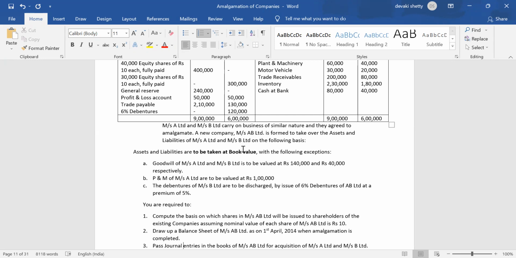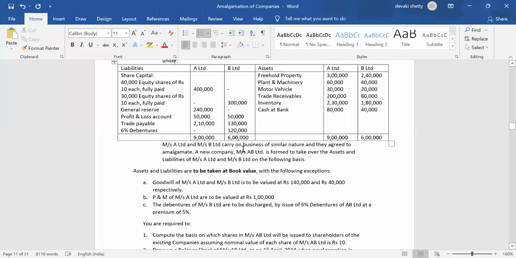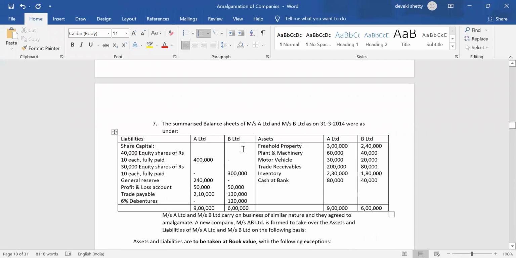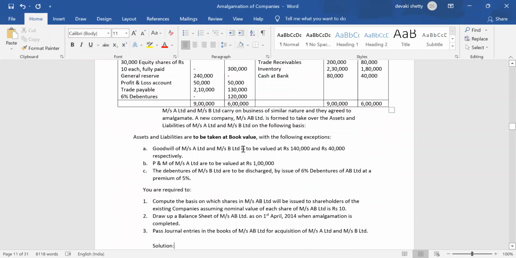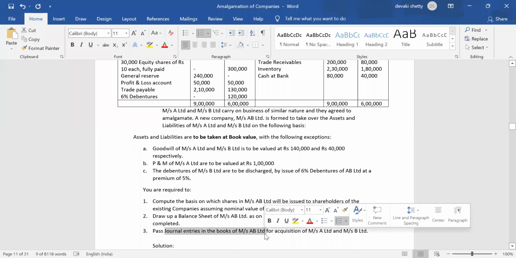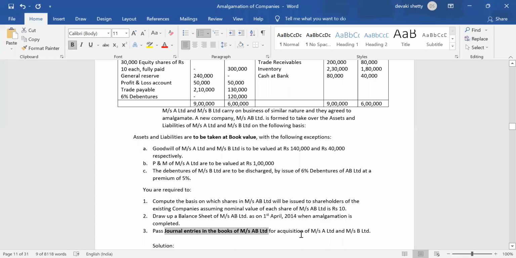Draw a balance sheet of AB Limited as on 1st April 2014 when amalgamation is completed. So this balance sheet date is 31st March 2014 and amalgamation will be completed on 1st April 2014. Next, pass journal entries in the books of AB Limited, which is the new company or the purchasing company for the acquisition of A Limited and B Limited.